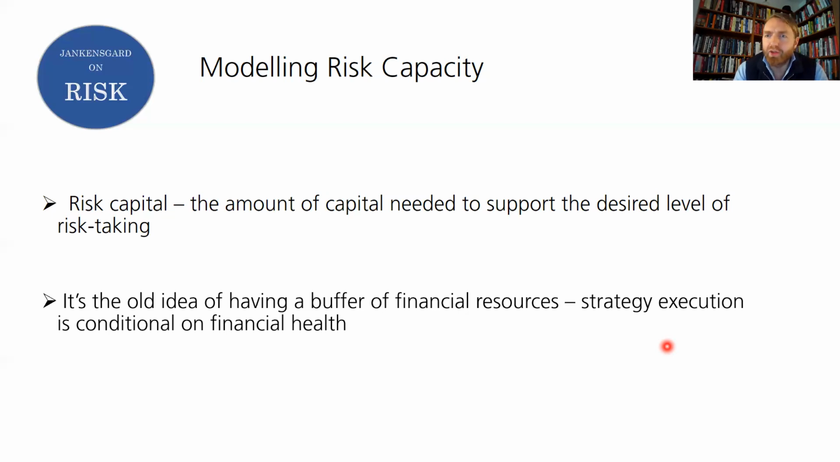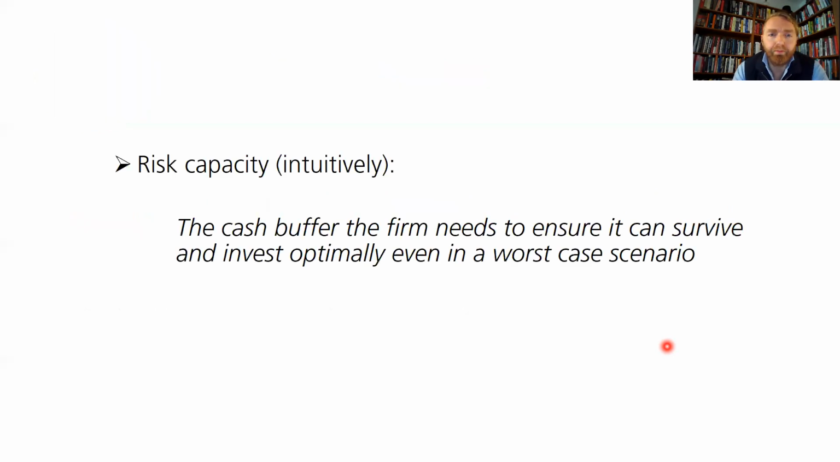And it turns out that strategy is very much a function of financial resources and financial health. You can't execute your plan and your strategy optimally if you're short on funds, if you're financially constrained or even distressed, right? So risk capacity is a liquidity oriented concept compared to economic capital, which targets solvency and survival in a more direct way. Here we're talking about cash buffers intuitively, cash buffers that we need to ensure that we can invest optimally even in a worst case scenario.